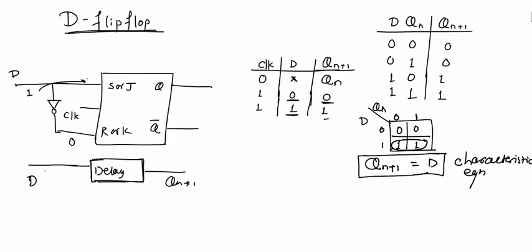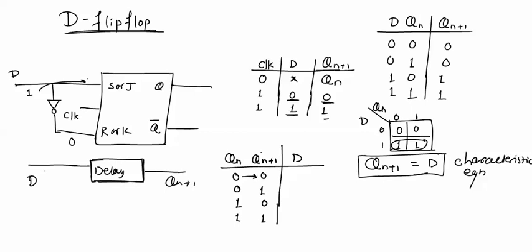Now we'll draw the excitation table for D flip-flop. We'll require this characteristics table. Now if output changes from 0 to 0, what should be the value of D? We have to find out. If output is changing from 0 to 0, D should be 0. Output changing from 0 to 1, D should be equal to 1. Output changing from 1 to 0, D should be 0, and output changing from 1 to 1, D should be equal to 1. This is the excitation table for D flip-flop.